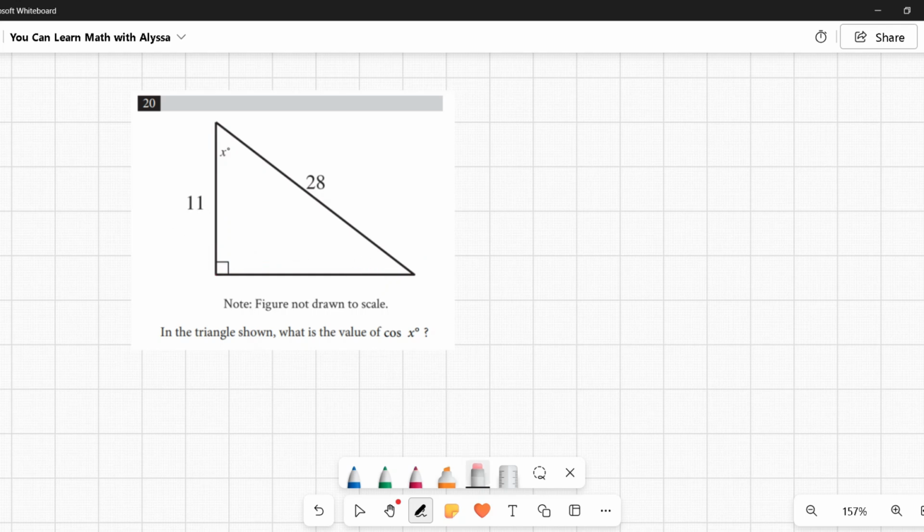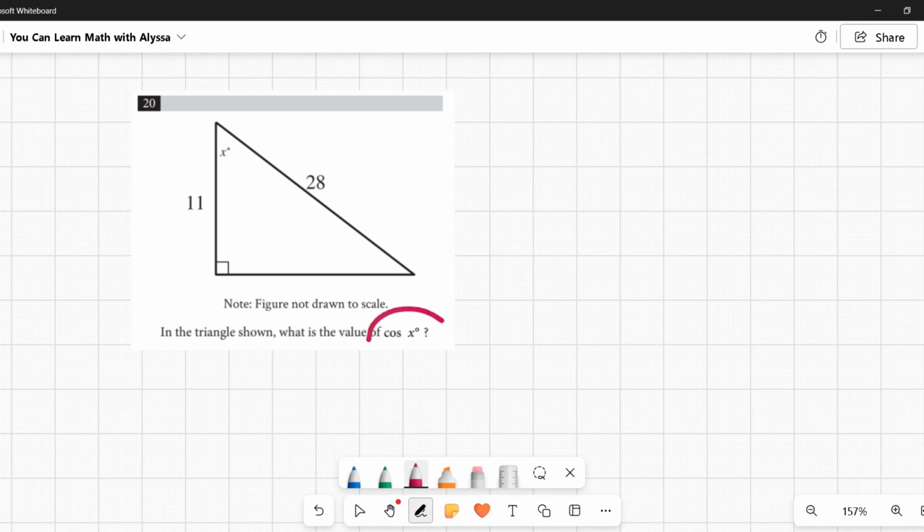No, they don't want you to do that. You can tell this is not drawn to scale, because 11 is less than half of 28. But if you were to draw a line that same length right there, you're like, whoa, that's more than half of that 28. So you can tell this is not drawn to scale.